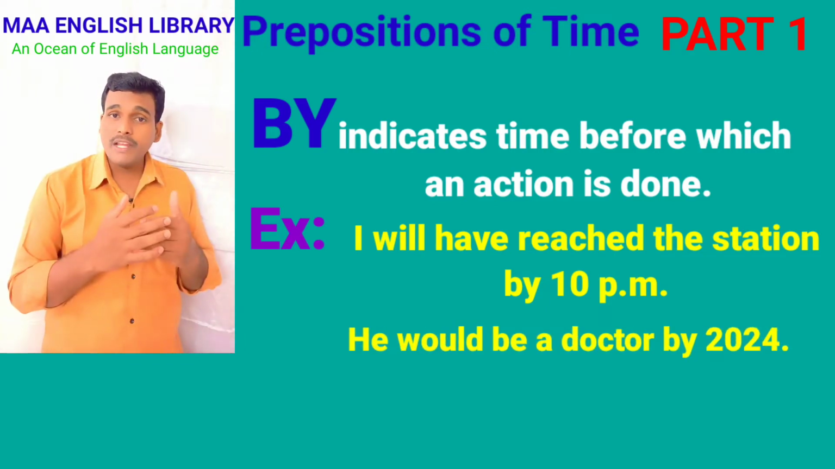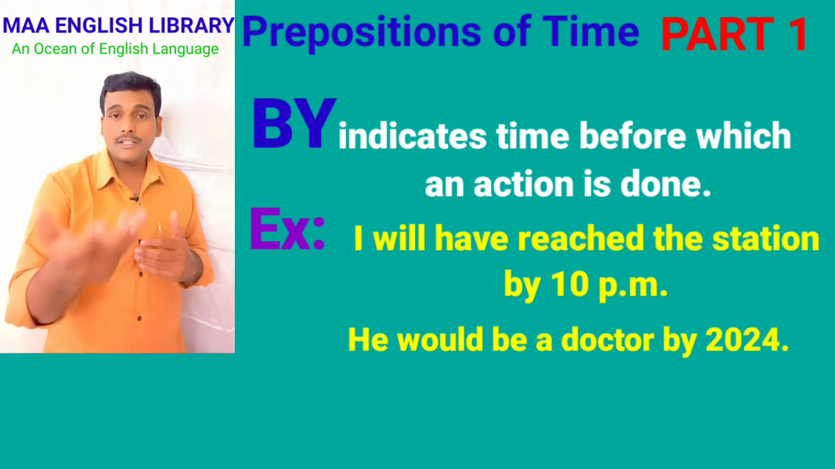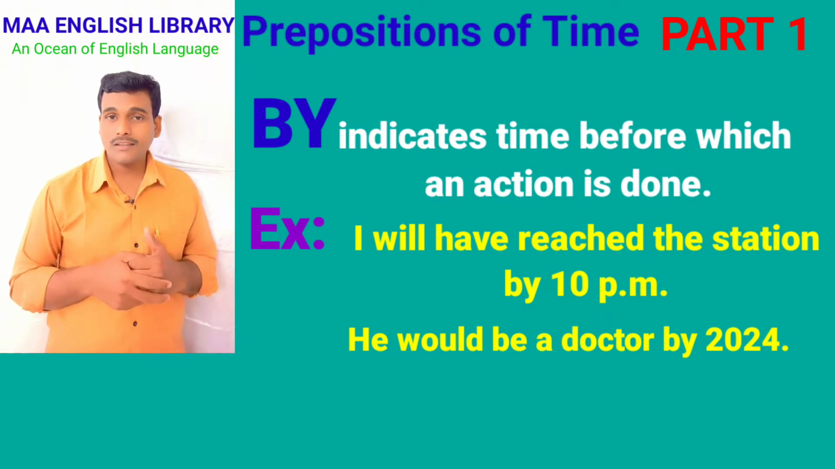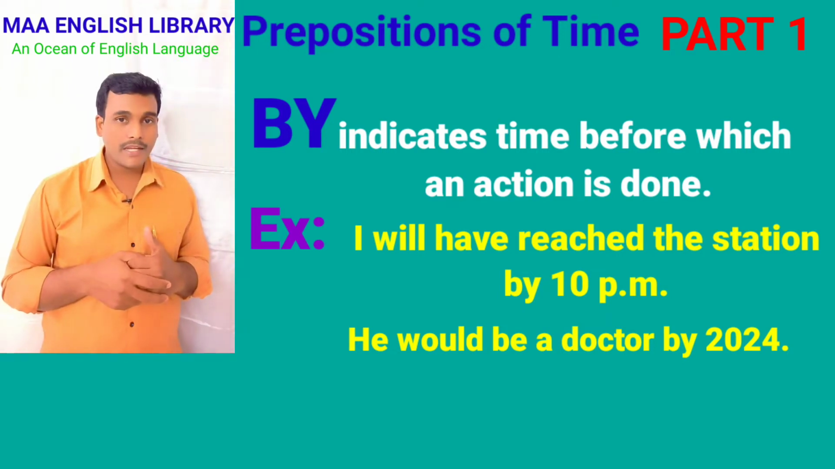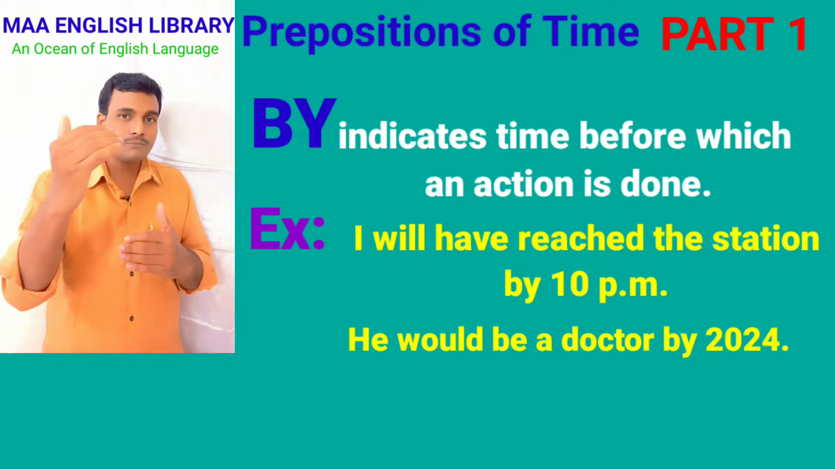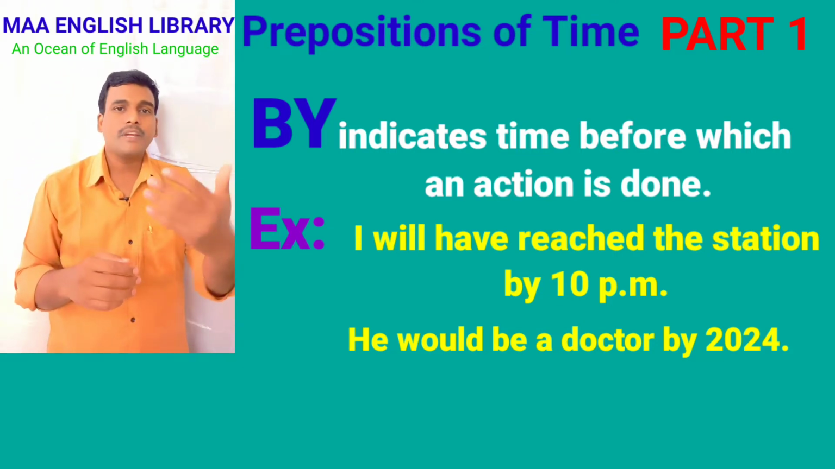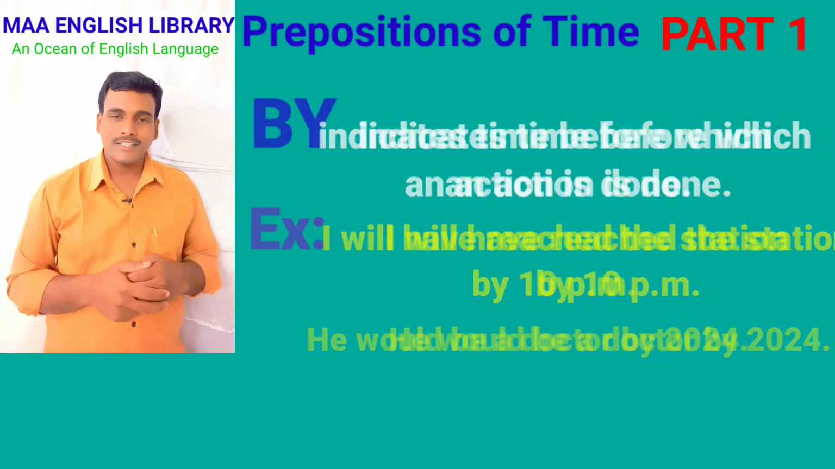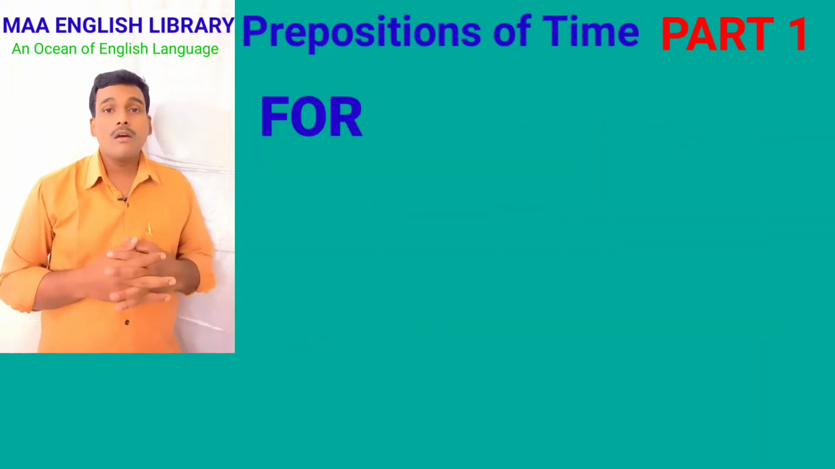And he would be a doctor by 2020. Okay, another example, he would be a doctor by 2020. By the time 2020 comes, he will become a doctor. Okay, that's all. And the next one is for.